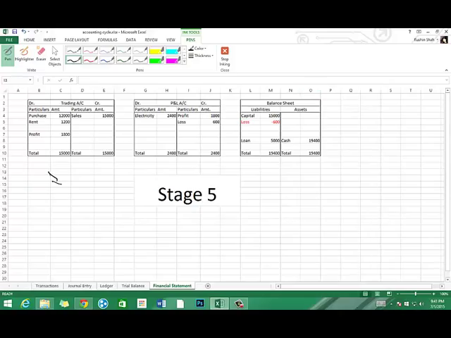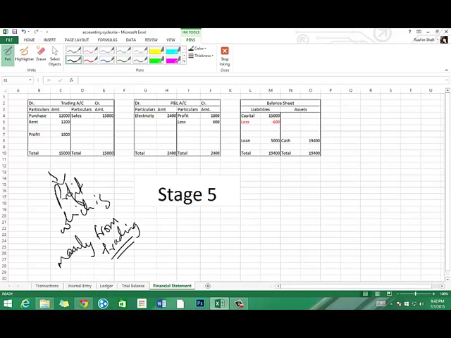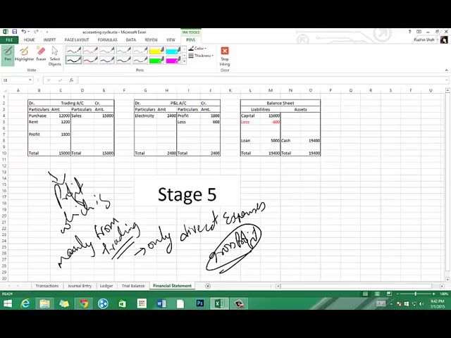The trading account is the main statement or account where we will calculate the profit of the business, which is mainly from trading. Here only direct expenses are included. So here we will get the gross profit. So here we will know basically what our trading activities have earned us.